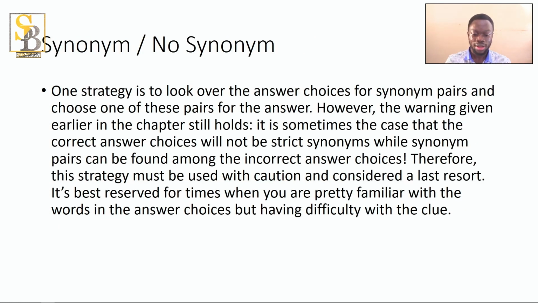As such, synonym and no synonym. One strategy is to look over the answer choices for synonym pairs and choose one of these pairs for the answer. So definitely the words will be having something to do with themselves. They would either be synonyms. So you can group the answers into synonyms and no synonyms. If you group them into synonyms, okay, so this word, yes, it matches my word. Okay, then these two will be my answer. So grouping them into that. But just be careful, like we said, the cautionary tale. It may not necessarily be synonyms. So just don't fall for the trap, but it would sometimes be synonyms because you're looking for two words.